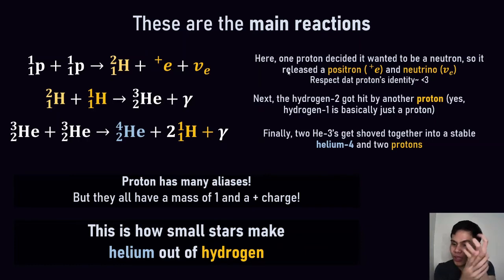And in order to do that, it has to release special particles called a positron, symbolized by plus E, and a neutrino, symbolized by VE. We won't get into detail on what those are because that's complicated chemistry and physics. But just know that if the proton wants to change itself, it has to give something up. And it gave up that positron and that neutrino in order to change into a neutron.